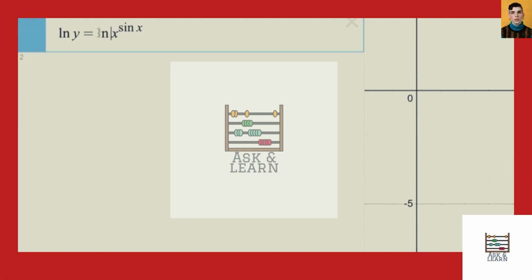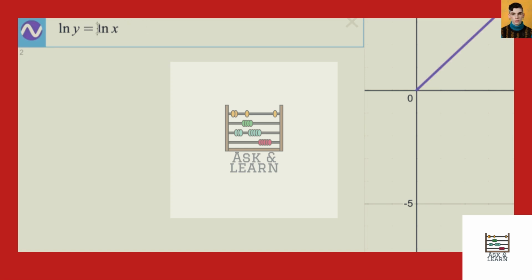Here's why. If we take the natural log of both sides, we can simplify this by getting rid of the exponent. So now we have a sine x out in front. Then we can take the derivative of this and perform implicit differentiation.